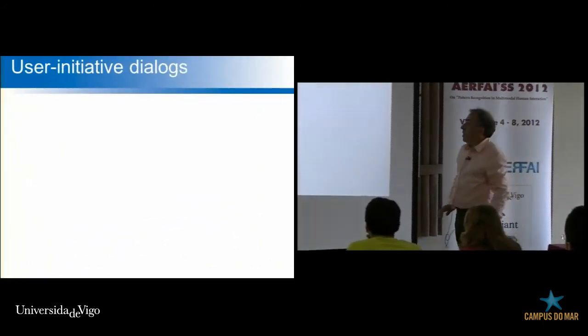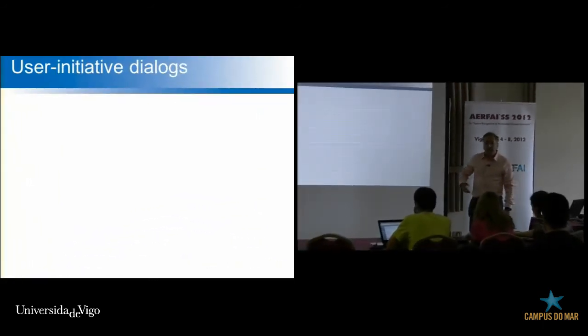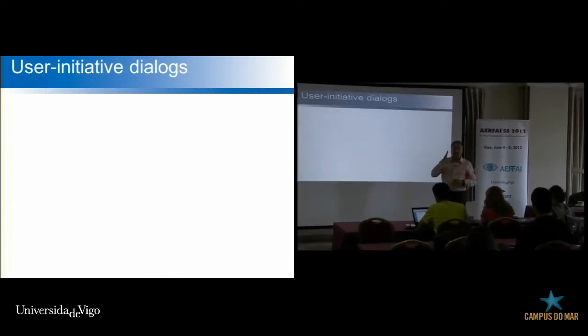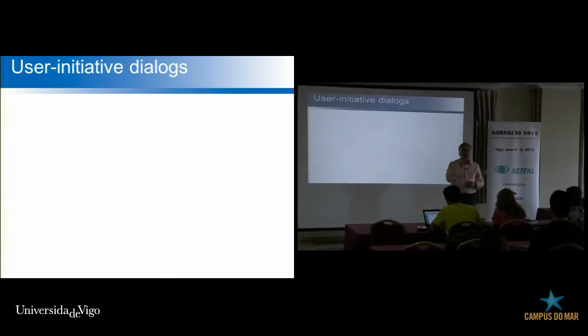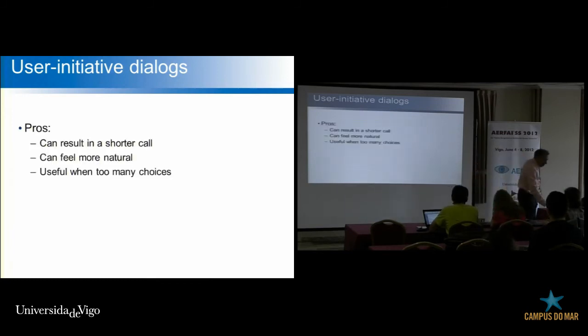So one of the things in building dialogue systems like that is you want to be less rigid. You don't want the user to be following directions of the machine, like a robot. You want the system to say, well, how can I help you? And you just say whatever you want. This is called user initiative dialogues. If you can do it, it results in a shorter call.